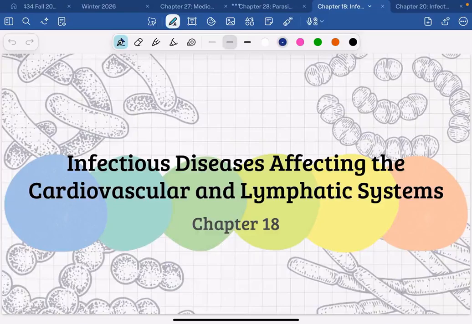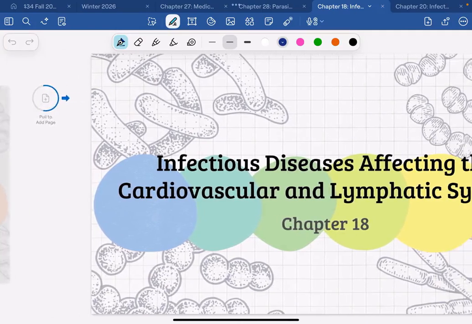Okay, so we are picking up where we left off with our next body system. So we're moving on to chapter 18 today. And chapter 18 is infectious diseases affecting the cardiovascular and lymphatic systems. So this is chapter 18.